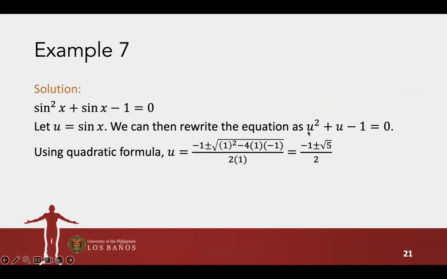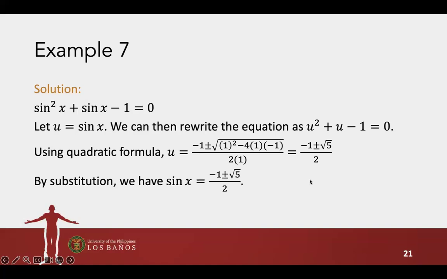So a here is 1, b is 1, c is negative 1. So we have negative b, so we have negative 1 plus or minus square root of b squared. So we have 1 squared minus 4 times a, which is 1, times c, which is negative 1, all over 2 times a. So a is negative 1. So simplifying this, we will arrive with negative 1 plus minus square root of 5 all over 2.